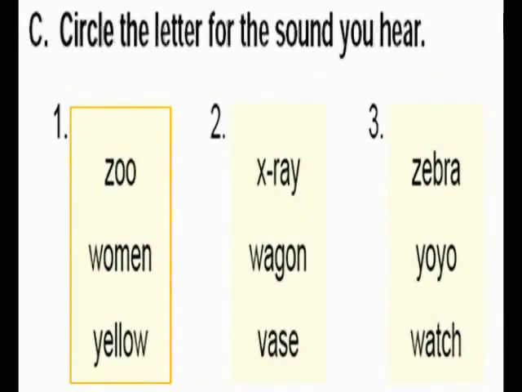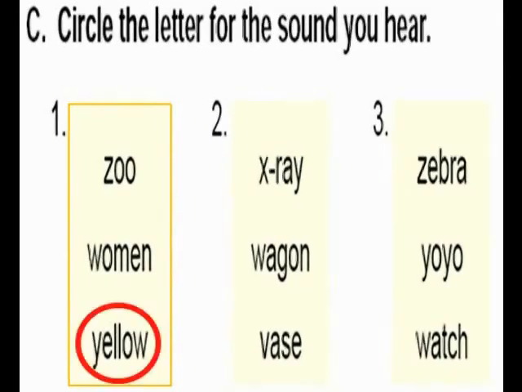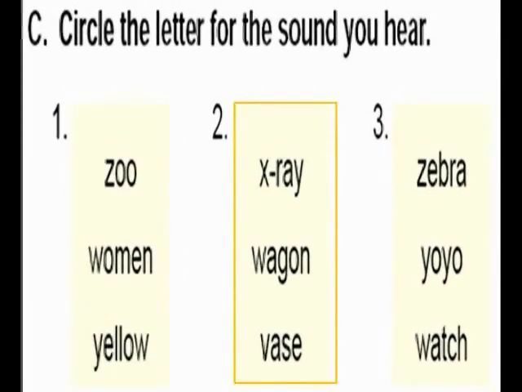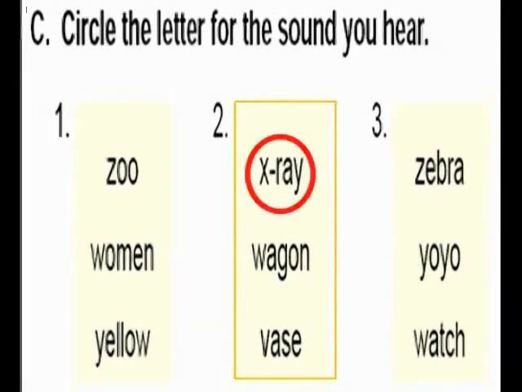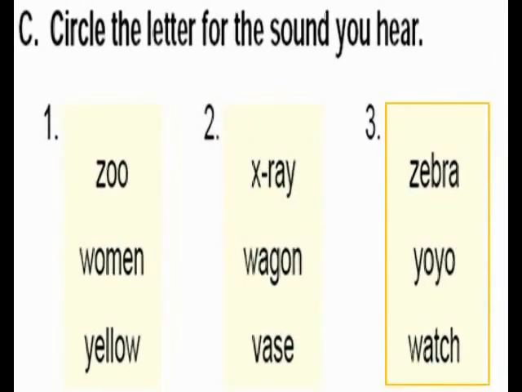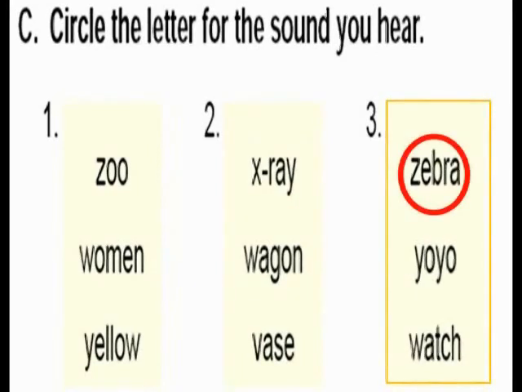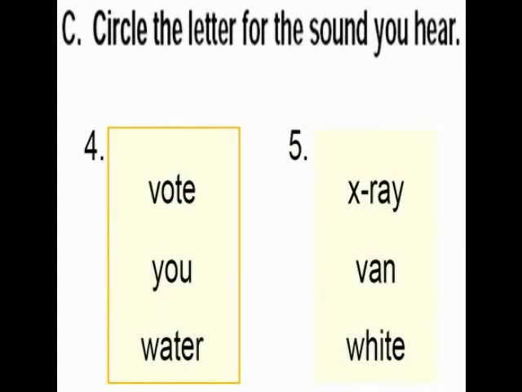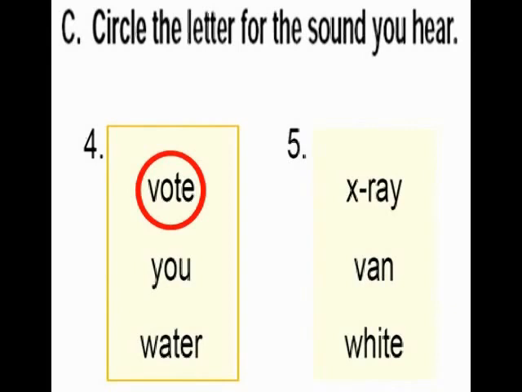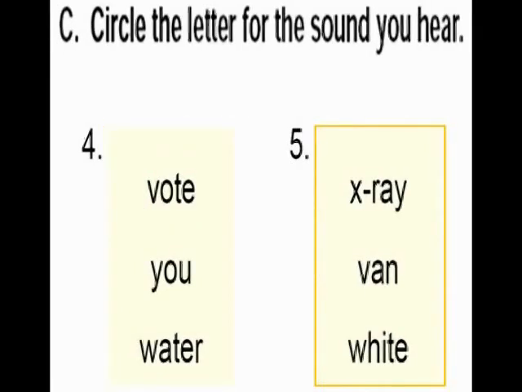Task C. Circle the word for the sound you hear. Number 1. Ye. Number 2. X. Number 3. Z. Number 4. V. Number 5. W.